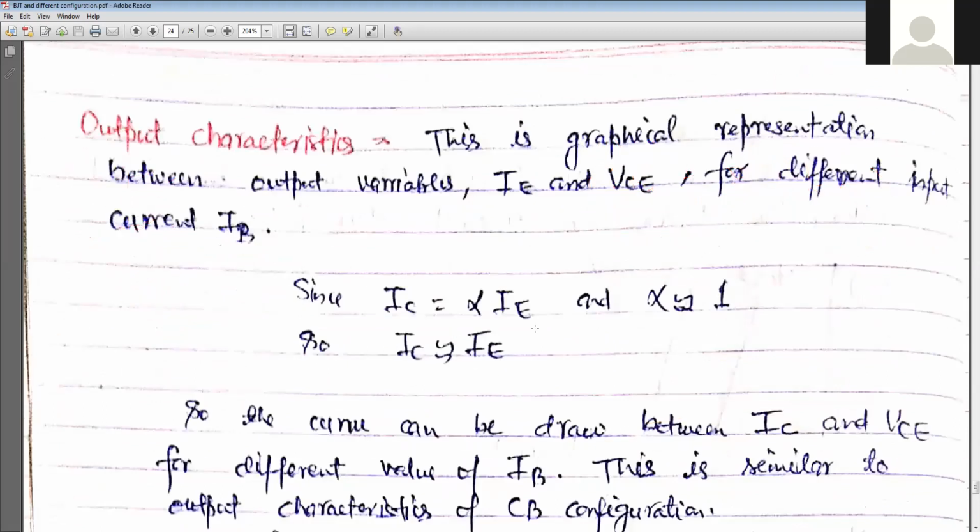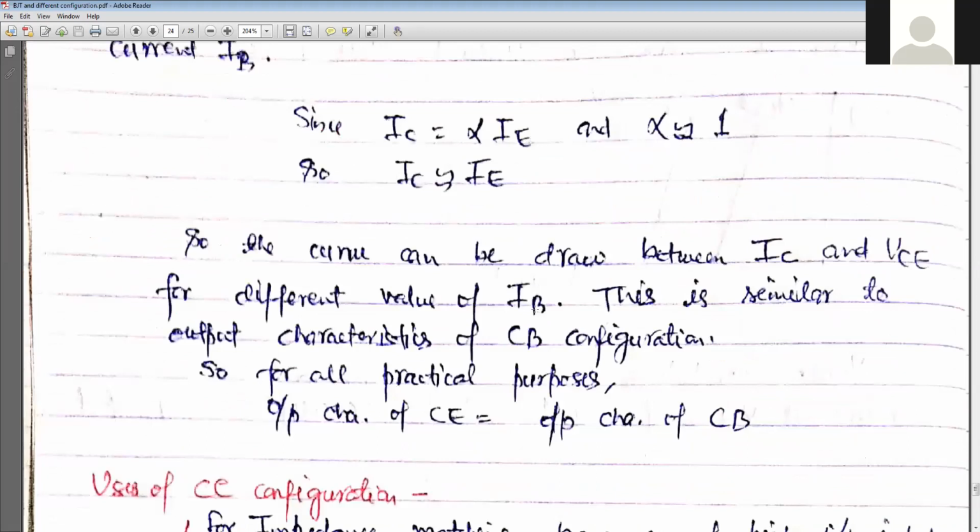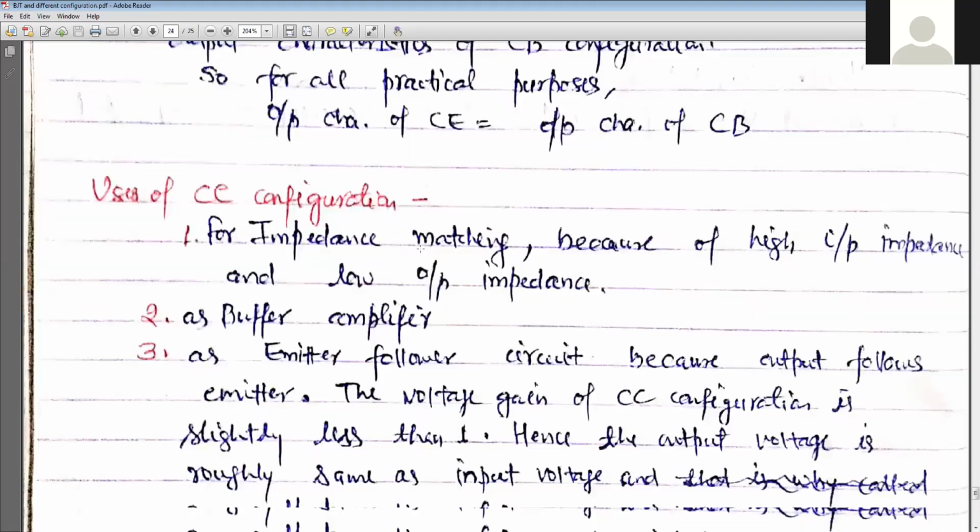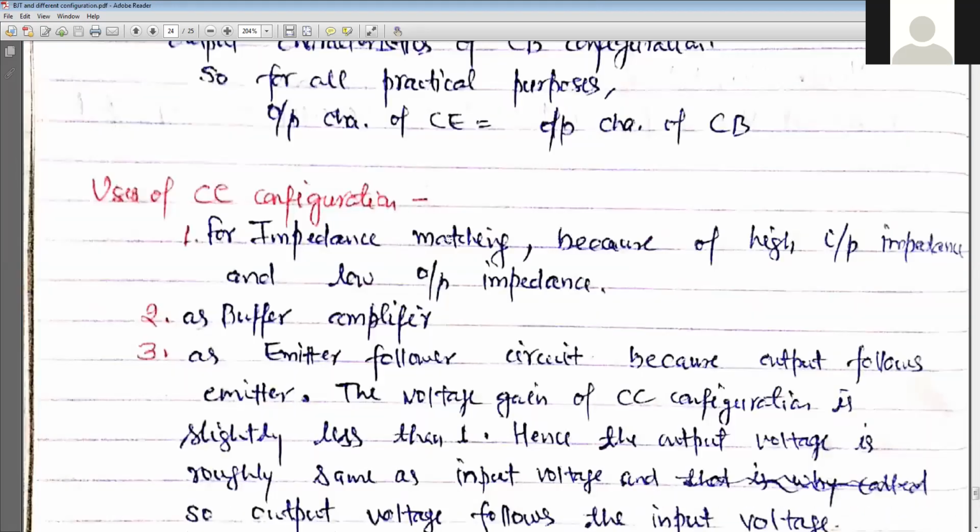So that's what we were telling: for all practical purposes, the output characteristics of common emitter and common base are the same. Okay, we will talk about the use of the CC configuration. It is used for impedance matching, because it has high input impedance and low output impedance.